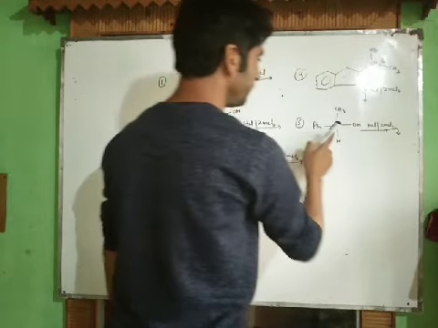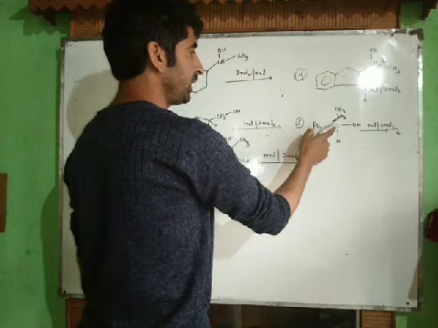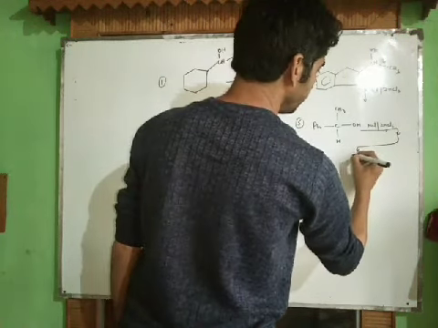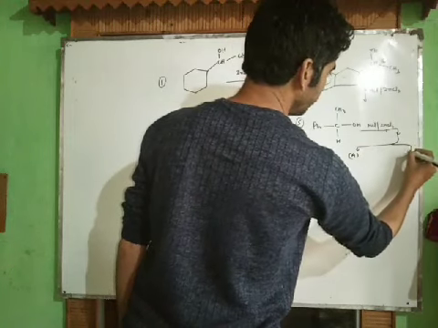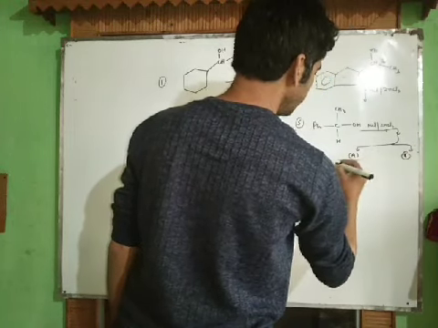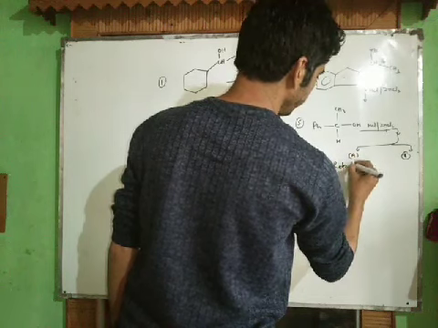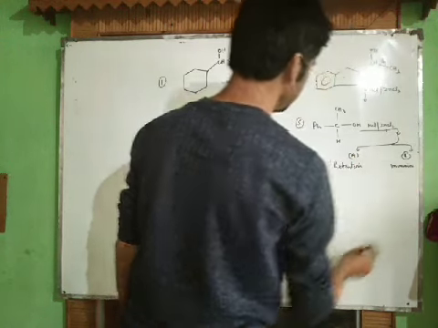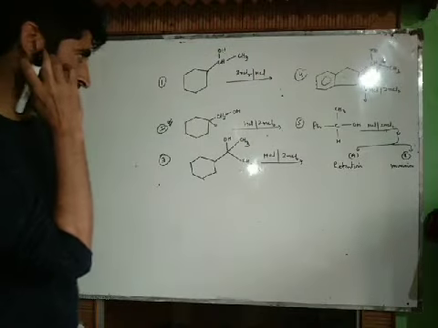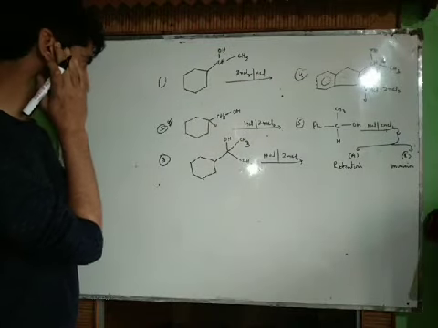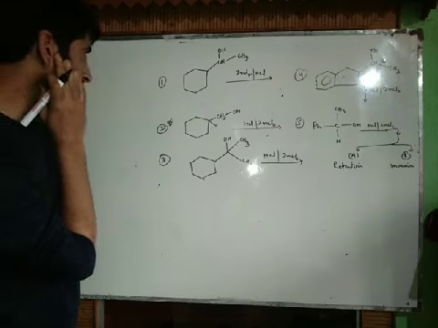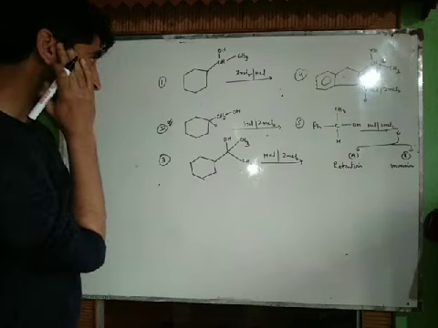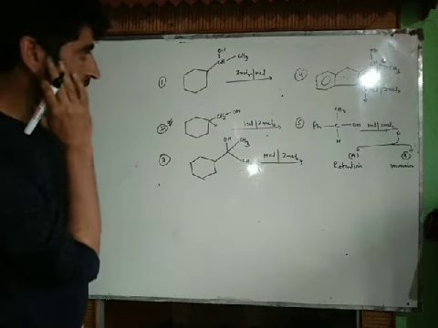Now how many types of products are formed? I think 2 types, because this is a chiral carbon. It has 4 different groups attached. Therefore 2 products can be formed, product A and product B. One will be retention of configuration, the other will be inversion of configuration. Do these questions. If you face any difficulty, then comment in the comment section that you were not able to solve this question. In the next lecture I'll solve this question for you.